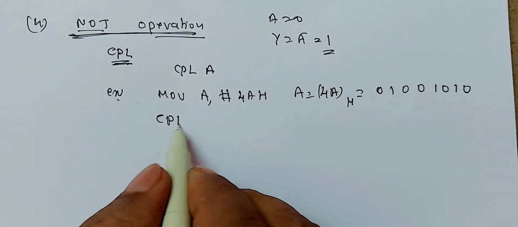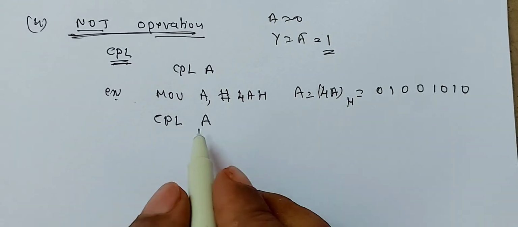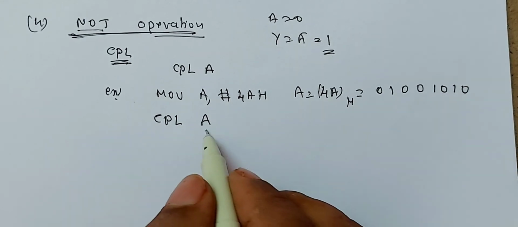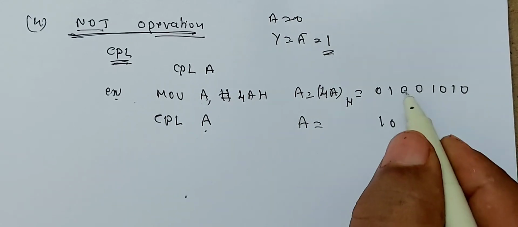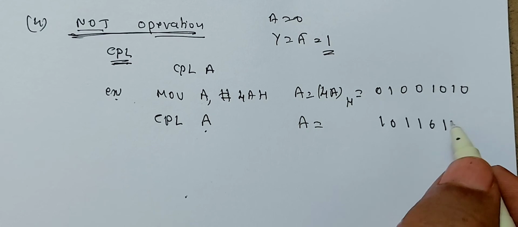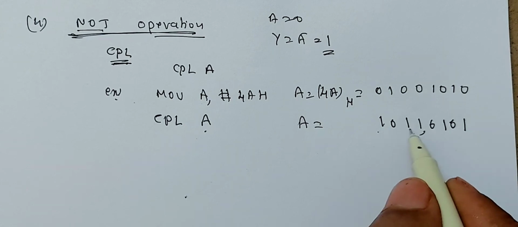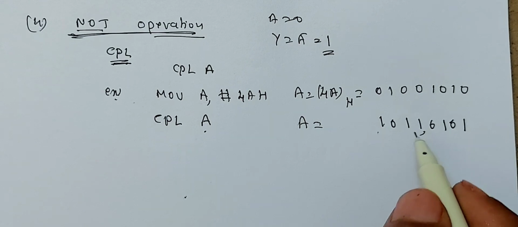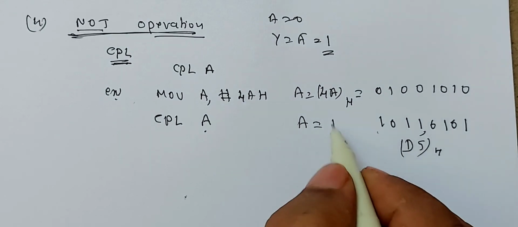Now, CPL, that means NOT operation. Complement A. Whatever value is present in A, that is 4A, is complemented, and the result is stored in A itself. Now A is equal to complementing each bit: 0 goes to 1, 1 goes to 0, 0 goes to 1, 0 goes to 1, 1 goes to 0, 0 goes to 1, 1 goes to 0, 0 goes to 1. What is the value? 13, that is A is 10, B 11, C 12, D 13. So D5H. Now A contains D5H.